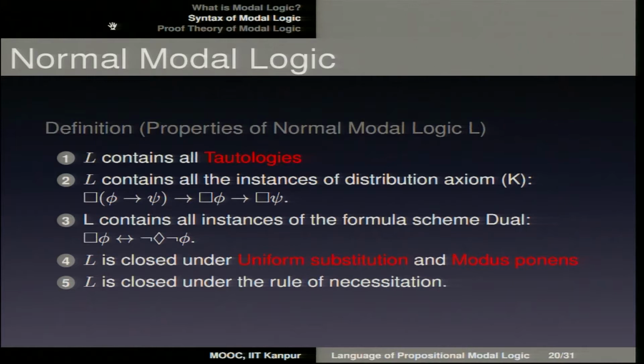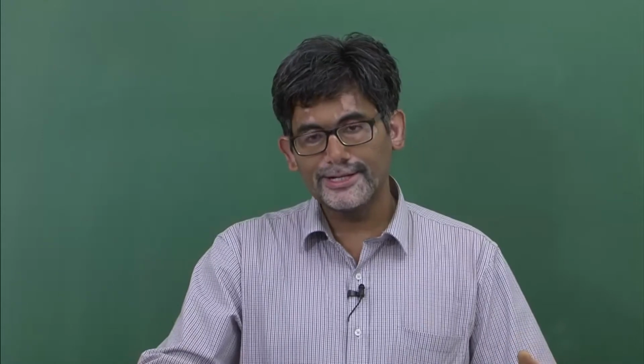For example, necessity of phi can be defined in terms of possibility, in this sense: necessity of phi if and only if it is impossible that not phi is the case. In the same way, possibility of phi can be defined as it is not necessary that not phi, and a given logical system L has to be closed under uniform substitution, and it has to be closed under modus ponens also.